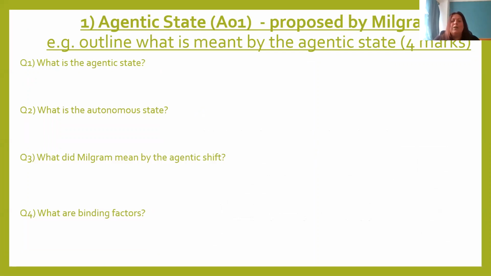So thinking there about the probable questions, let's just go for a straightforward outline of what is meant by the agentic state. So there's key things to talk about here. We know that it was proposed by Milgram, so include that. So after his research, this theory was created by Milgram to help further explain his findings. So question 1, what is the agentic state?